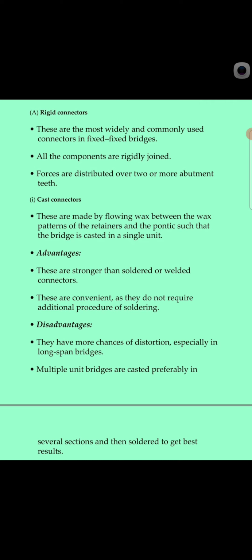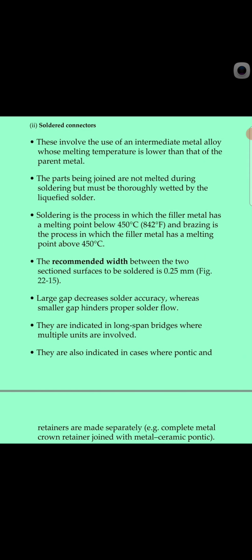They are made by flowing wax between the wax pattern of retainer and pontic such that the bridge is casted in a single unit. What are the advantages? They are stronger than soldered or welded connectors. They are convenient as they do not require the additional procedure of soldering. What are the disadvantages? They have more chances of distortion, especially in long span bridges. Multiple unit bridges are casted preferably in several sections and then soldered to get the best result.